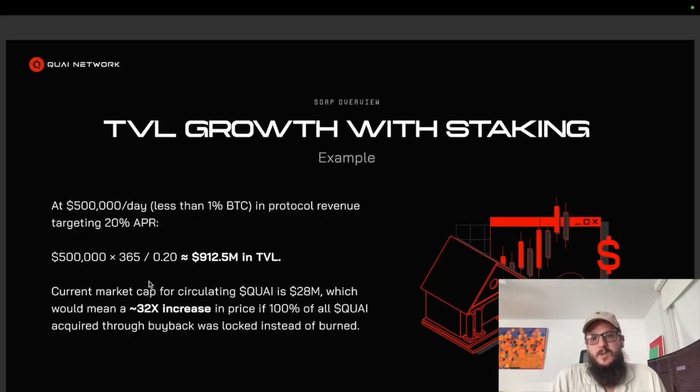I think the math is actually off on this slide, looking at the numbers, but you need 900 million in TVL, which, if you're targeting, say, 20%, maybe it's half of all existing Quai. Your actual market cap would have to be double that 900 million number. So you can get very high increases in the net pricing of Quai through SOAP and by using the subsidies that are generated to reward staking.